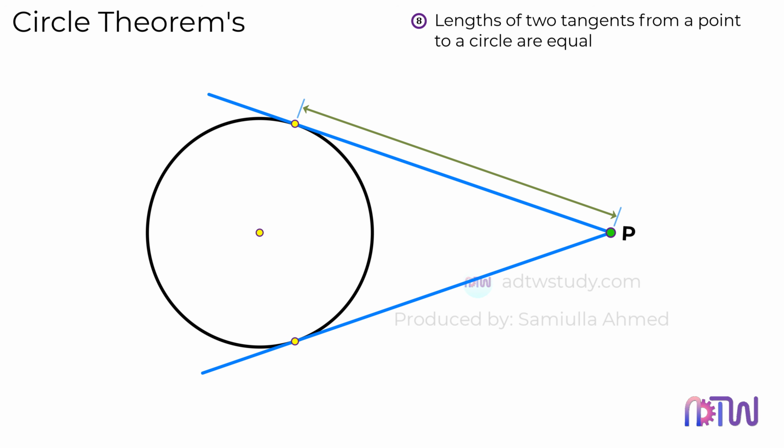The distance from point P to the point where the first tangent touches the circle will be exactly the same as the distance from point P to where the second tangent touches the circle. So, the lengths of the tangents from the external point P to the circle are equal. And usually, to represent this equality, we draw lines across both tangents. These lines serve as a visual indication that both tangents are equal in length.